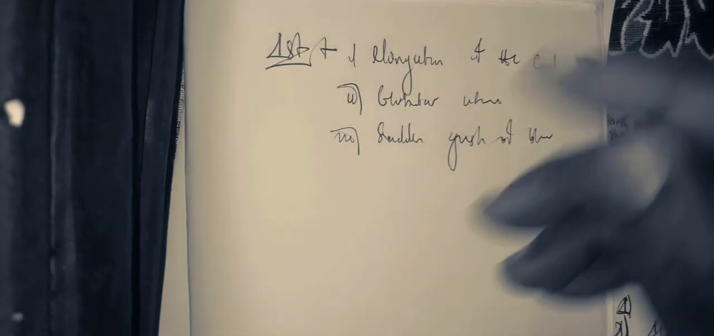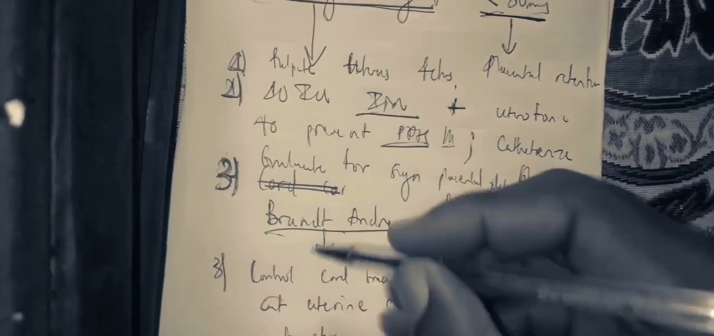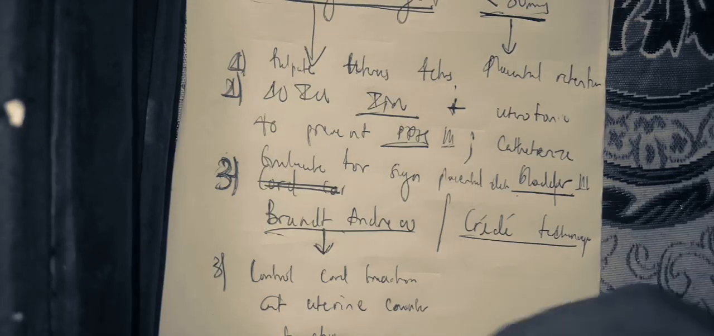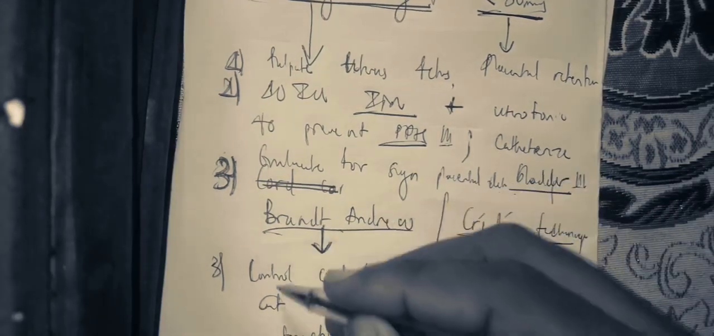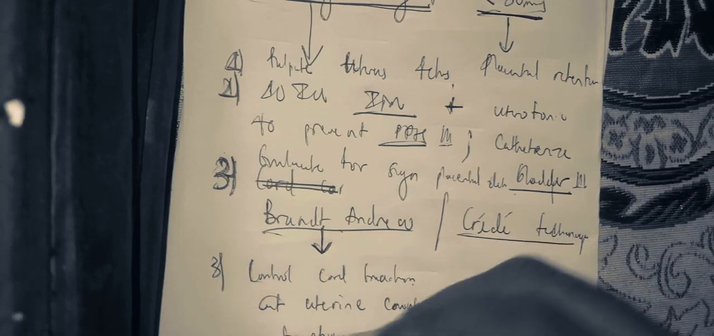Is it clear? So those are the different signs. So you evaluate for the signs of the placental detachment, then you go now to the Brown-Andrews or the Credé technique. For the Brown-Andrews technique, you do a controlled cord traction. Is it clear? And then you do a uterine counter traction.